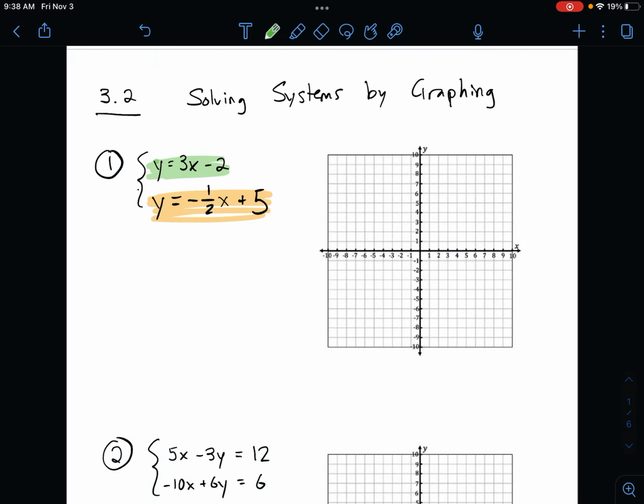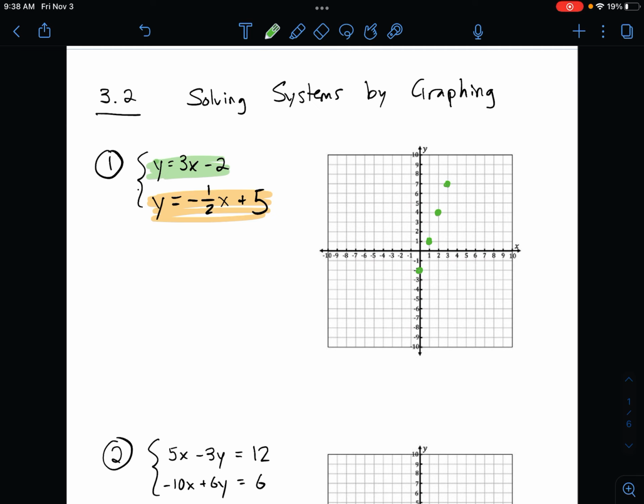All right, in 3.2, we're talking about how to solve systems by graphing. When it is in slope-intercept form, like we see in problem 1, it's pretty easy. All you have to do is start at your y-intercept and do what the slope tells you. For the green highlighted one, we're going to start at -2 on the y-axis, and we have to travel up 3 over 1. I'm going to make another point up 3 over 1.